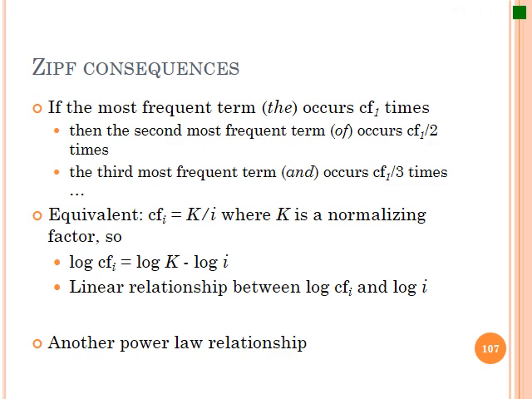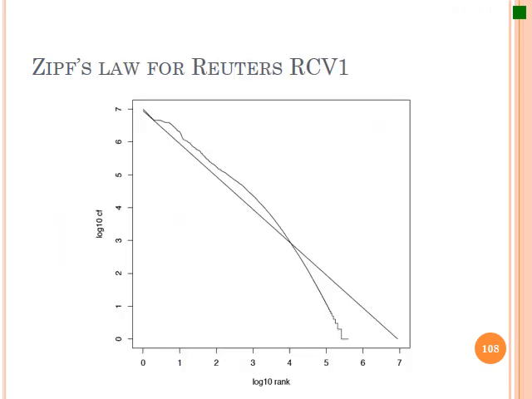Which means if you take log on both sides and there's a linear relationship, this is a power law relationship. So this is the plot of Zipf's law for our RCV1 dataset. The x-axis is the log of i, the y-axis is the log of CFi. So you see that there's this relationship.